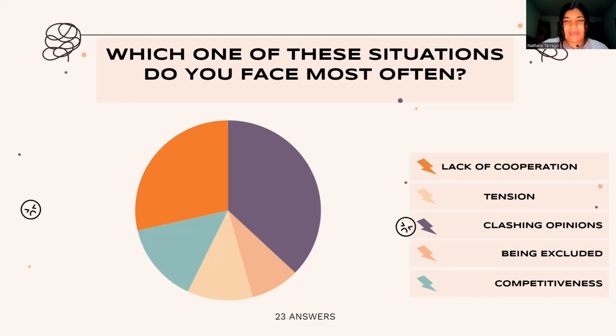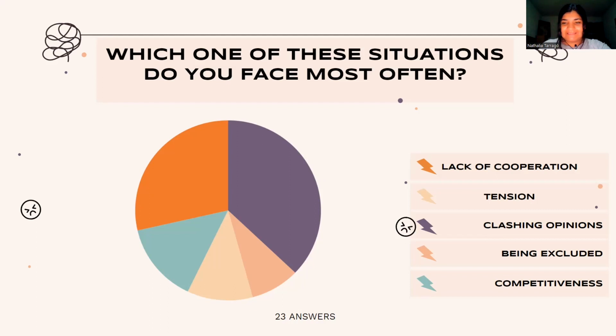The other one that we have is lack of cooperation. This is when not everyone wants to cooperate, not everyone wants to be there on time, not everyone has this ambition to complete the work. The third one is the blue one, and it is competitiveness. Obviously, we're in a school, and this is some kind of competition with other people. So yeah, sometimes we're competitive with each other.